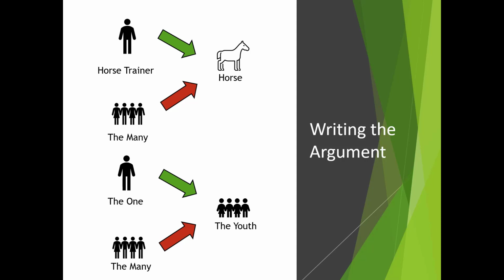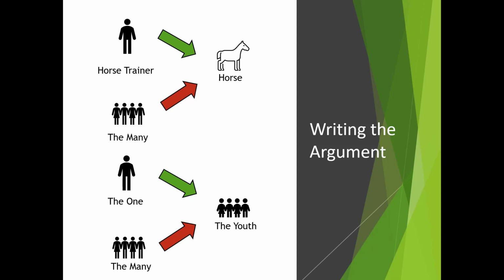And the more critical part, of course, is the case of the many. Are the many who don't know what they're doing, who harm the horse, like the many who supposedly don't know what they're doing, they're ignorant, who harm the youth? Now, if you think Socrates succeeded, then what you do is try to show that this is a good analogy, that it's a strong analogy, that the horse and the youth are enough alike, the horse trainer and the one are enough alike, and the many are like the many, and that the analogy works.